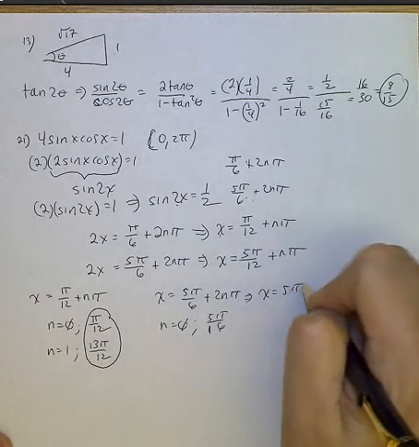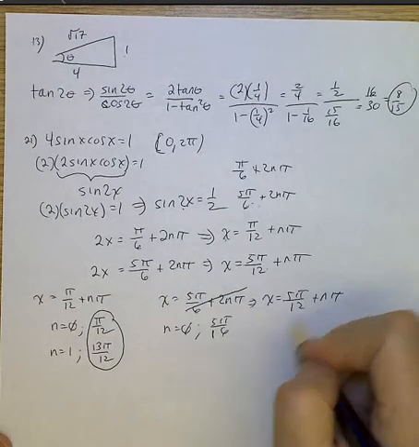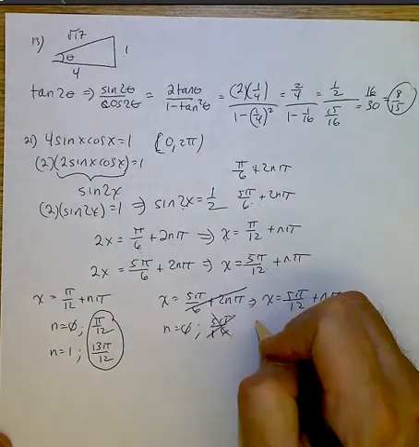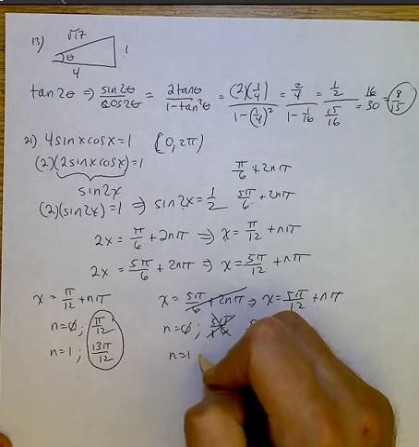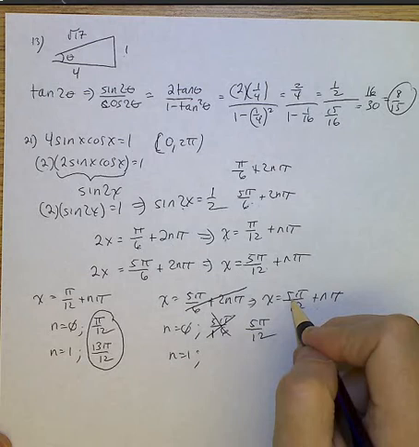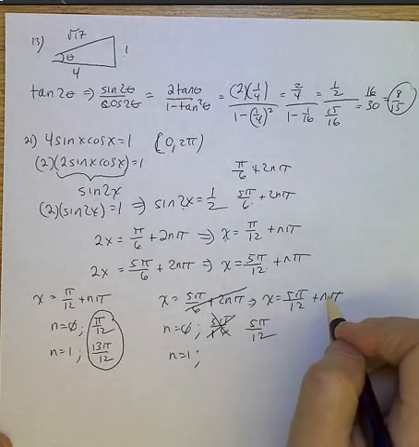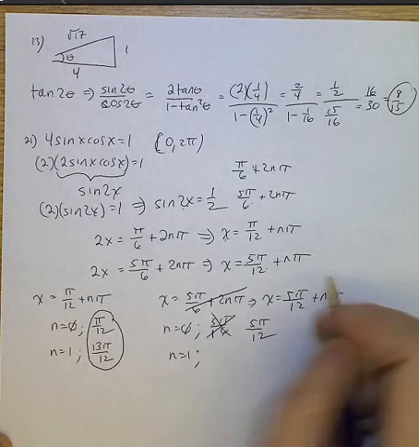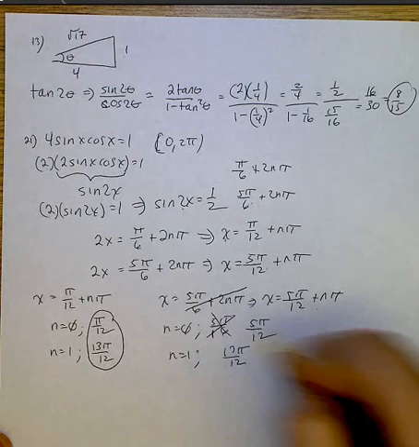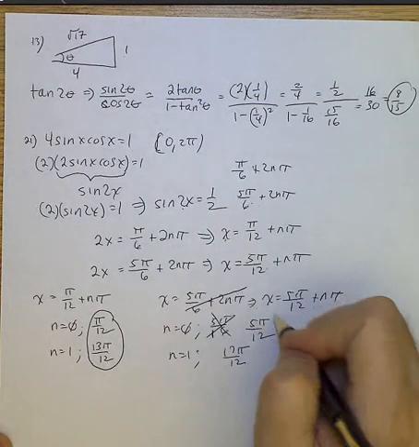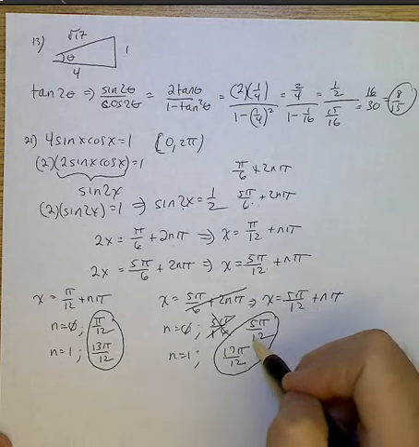You already did this, and I forgot to bring it down. It's right here. When n equals 0, we get 5 pi over 12. When n equals 1, we get 5 pi over 12 plus pi, which is 5 pi over 12 plus 12 pi over 12, which makes 17 pi over 12. And then if we made n equals 2, we would exceed the 2 pi limit.